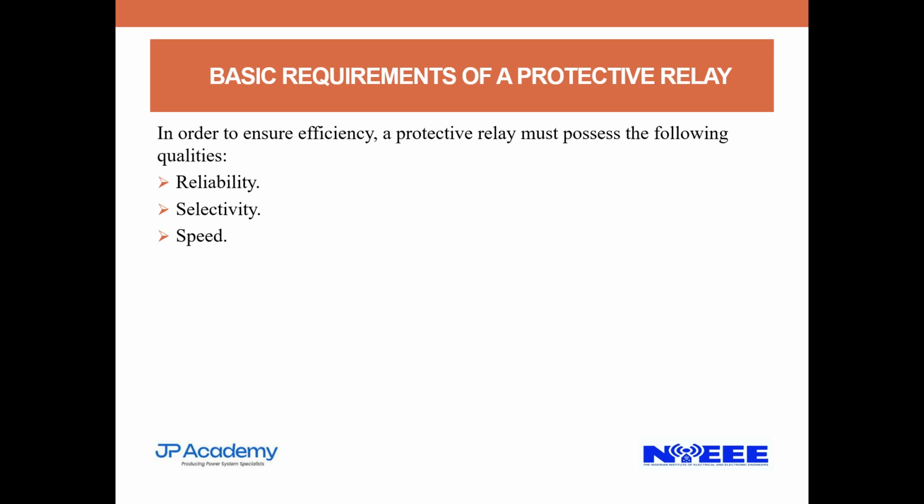Now, in order to maintain stability in the power system and limit the loss of continuity, the relay should operate by isolating the faulted areas as fast as possible. Yes, it should operate fast, but it should not operate too fast, and it should not operate too slow. It should operate as and when required.